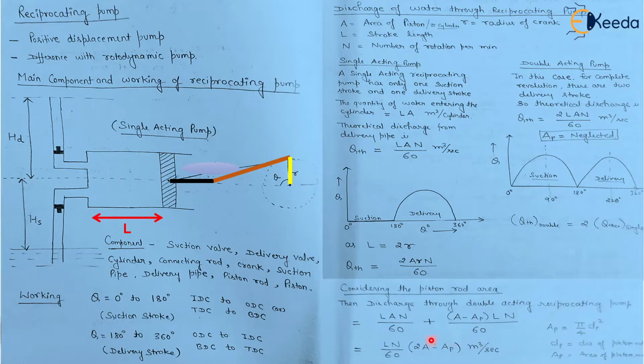So it will be LN by 60 into (2A minus Ap), and Ap is equal to pi by 4 Dp squared. Dp is the diameter of the piston rod and Ap is the cross-sectional area of the piston rod. So this is the discharge of water in a single acting pump and a double acting pump.